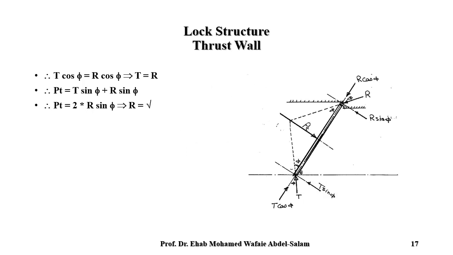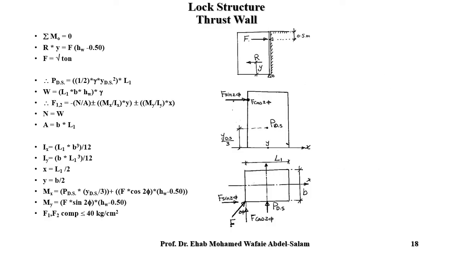Last wall, there is a theta or phi here to calculate the distribution of forces due to that. For the last wall, we can calculate F1 and F2. Compression less than or equal to 40 kilograms per square centimeter, and 40 kilograms per square centimeter.